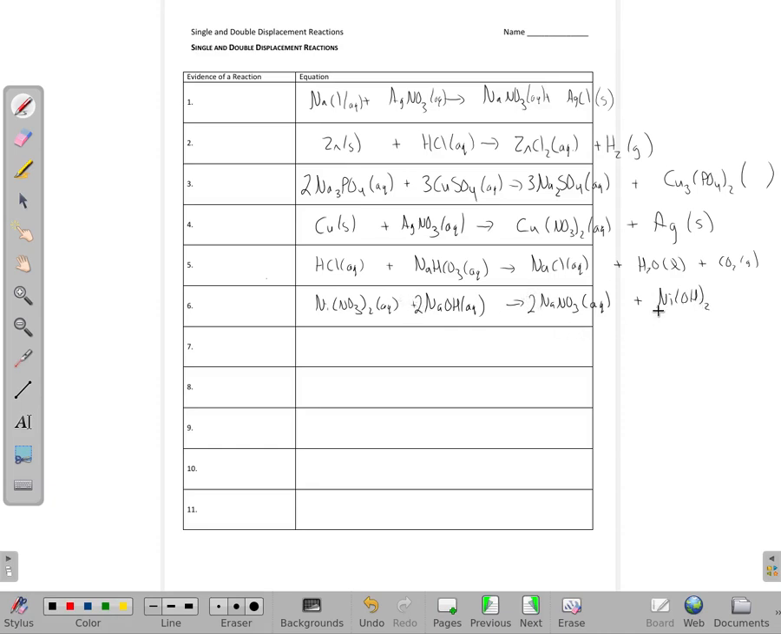All right, but nickel hydroxide, we can make a prediction on solubility here. It's a hydroxide. It's not a group 1. It's not any of those exceptions that are soluble. So this one is predicted to be solid. We should see a precipitate of nickel hydroxide.